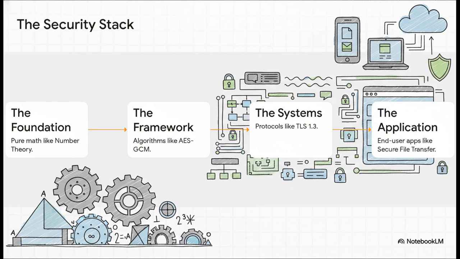At the very bottom, you have the bedrock, the foundation, pure math. On top of that, you build the framework, which is the specific algorithm and mode, like AES in a secure mode. That framework is then used by a protocol, like TLS. That's the language your web browser speaks to make secure connections. And finally, way up at the top is the application you actually interact with. Every single layer is absolutely essential.